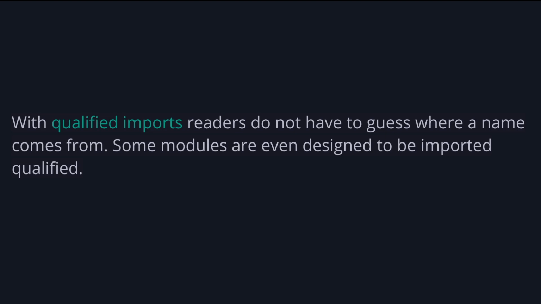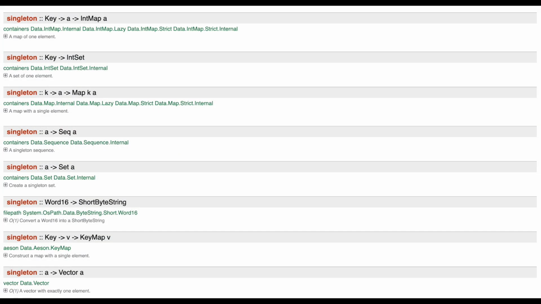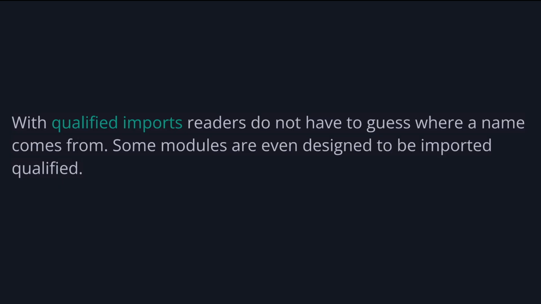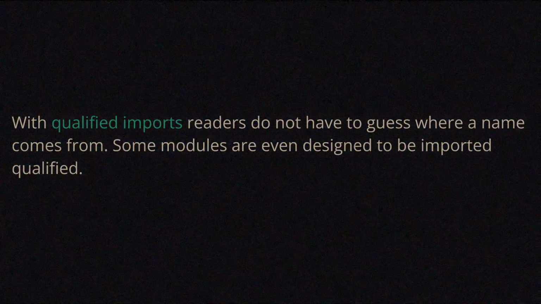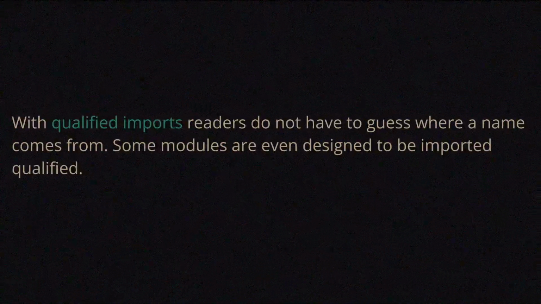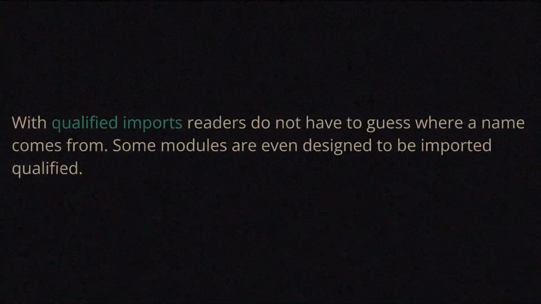If you want to use multiple containers in a single module, we pretty much have to use qualified imports so that when we write a function such as singleton, which creates a container with a single value, GHC will know which singleton function we are referring to. Some people prefer to use import lists instead of qualified imports because qualified names can be a bit verbose and noisy. Feel free to try both solutions and see which fits you better. You can see more information about imports in the wiki article.